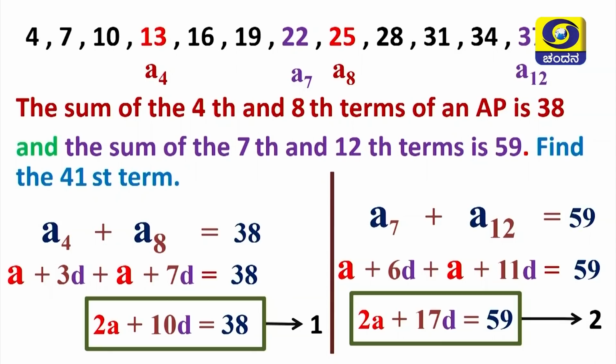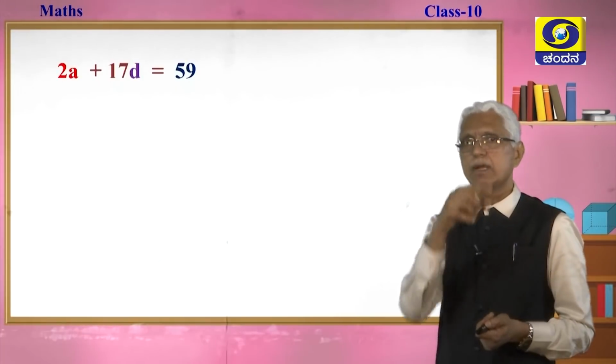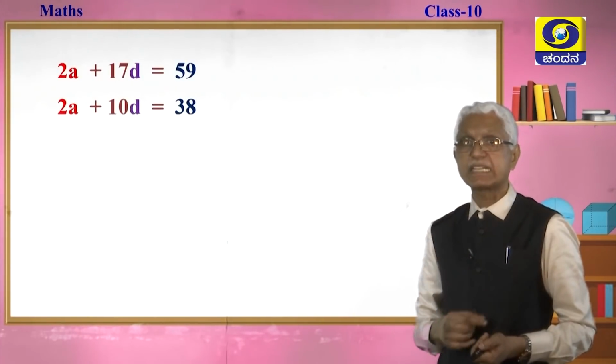You have got two beautiful linear equations. 2A plus 10D is equal to 38. 2A plus 17D is equal to 59. Catch hold of these two linear equations. Solve them. You will get D or A. You can eliminate anything. We shall see which one is more convenient to eliminate. First, let us write both the equations. One equation is 2A plus 17D is equal to 59. Second equation is 2A plus 10D is equal to 38.